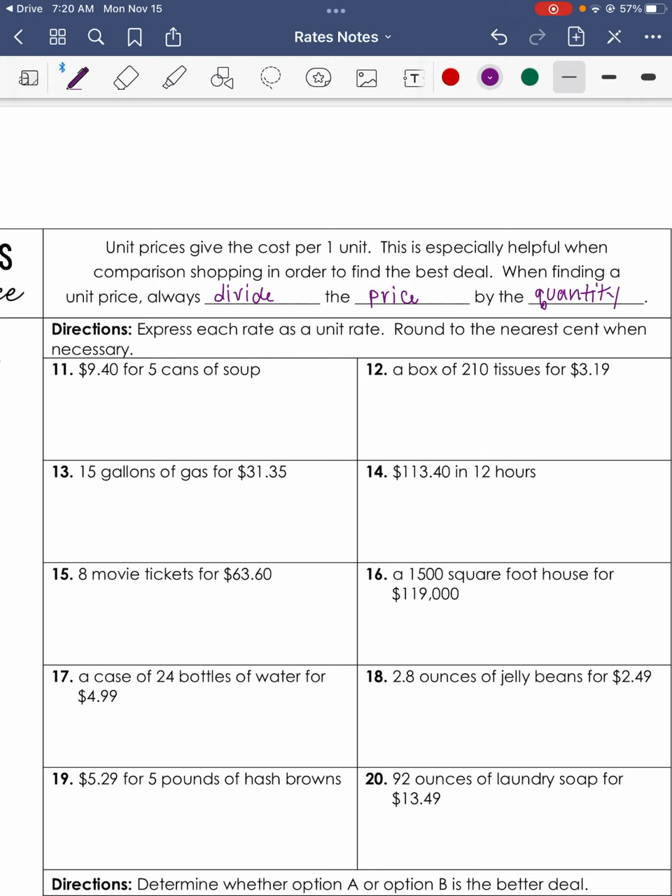So if we're talking about 5 cans of soup, oh, that's the first one there. 5 cans of soup, that's what you're dividing by. If we're talking about 3 pairs of shoes, you're going to divide that price by the 3 pairs of shoes. Okay? Directions: express each rate as a unit rate. Round to the nearest cent when necessary. So, divide price by quantity.